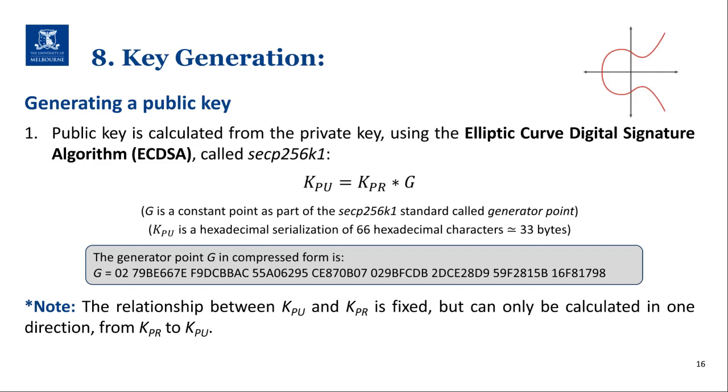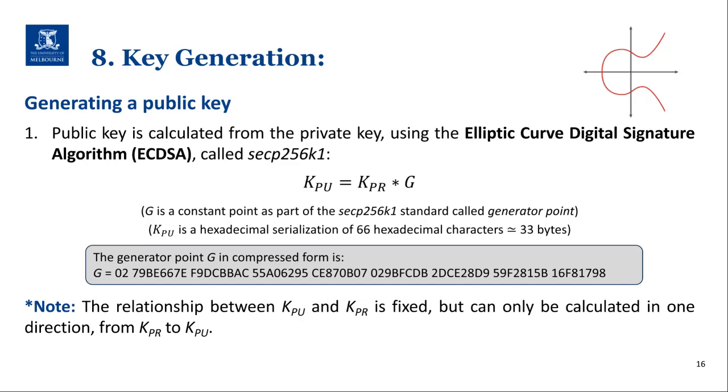Next, the public key is calculated based on the private key using the elliptic curve digital signature algorithm, which is called the SECP256K1 standard. It is an algorithm based on the discrete logarithm problem expressed by addition and multiplication on the points of an elliptic curve. The public key is the result of the elliptic curve multiplication between the private key and the generator point. The generator point is defined as a constant point as part of the SECP256K1 standard.